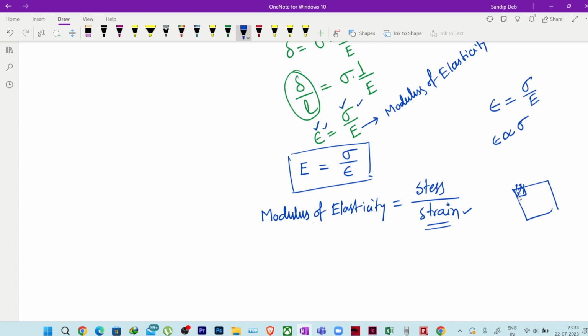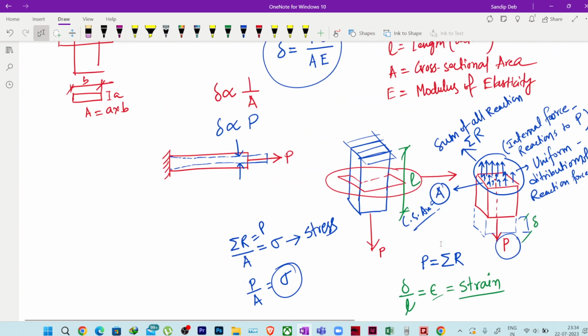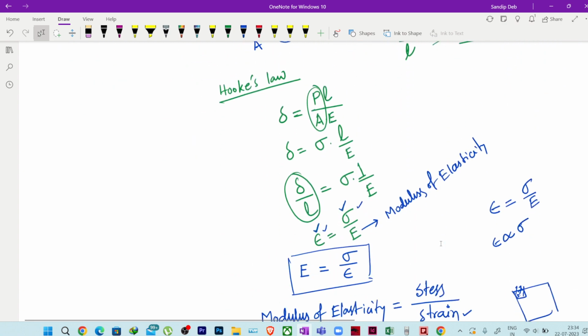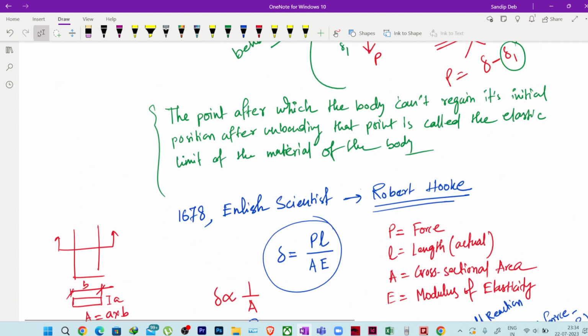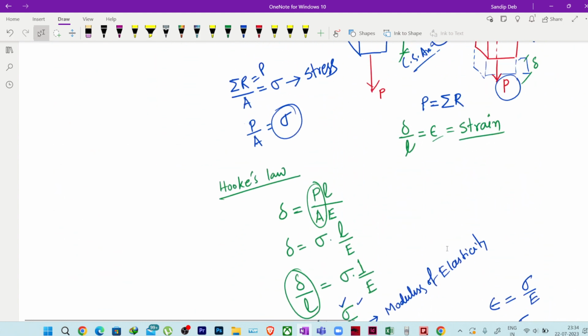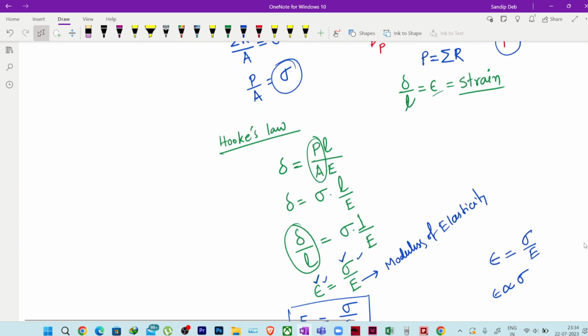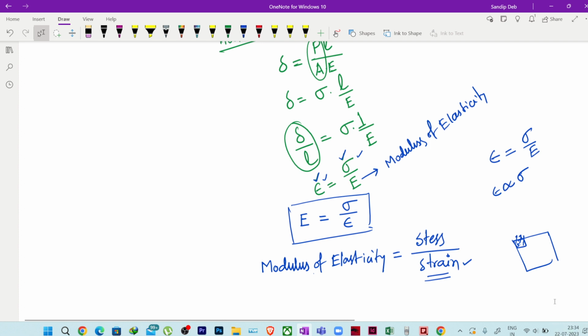Okay, so I hope it is clear what is stress, what is strain, and what is modulus of elasticity. Once we understand stress, then we understand strain. So by relating the stress and strain, we will be understanding the modulus of elasticity. Now, different materials will have different values of this modulus of elasticity, that we will see later.